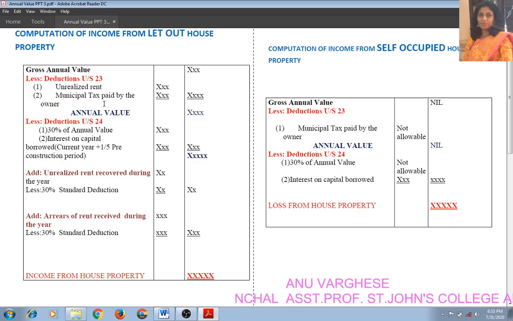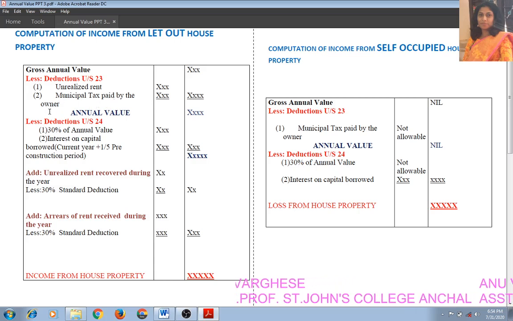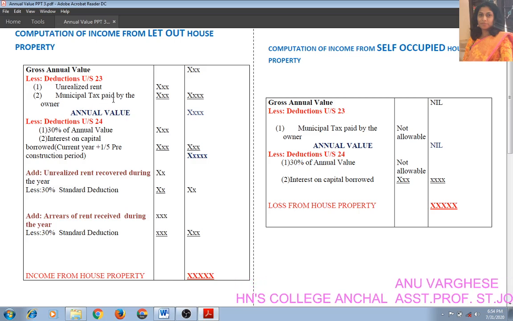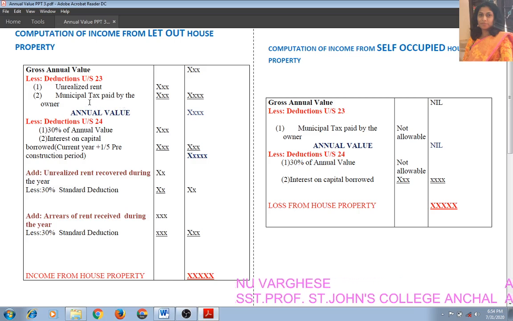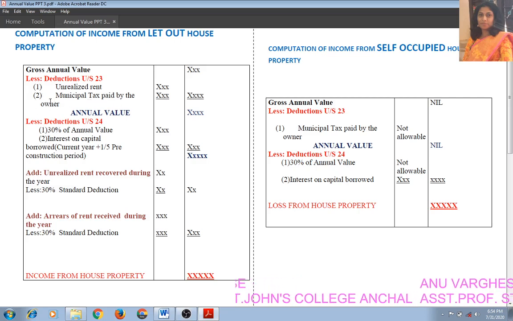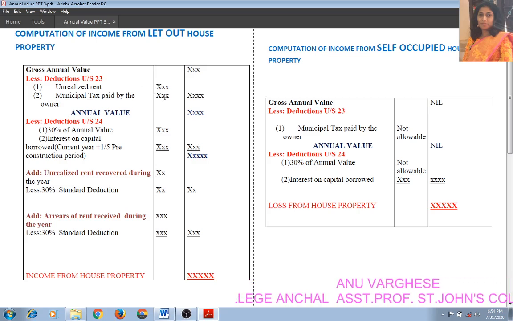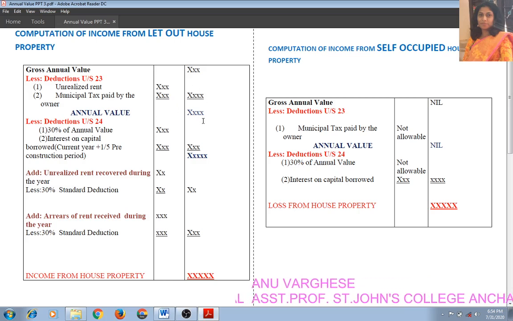You have to remember one thing. You can deduct municipal tax only if it is paid by the owner. If municipal tax is due, you can't deduct that item. Likewise, if municipal tax is paid by the tenant, you can't deduct municipal tax. You can deduct municipal tax only if it is paid by the owner. Okay. So from gross annual value, you have to deduct unrealized rent and municipal tax paid by owner. Then you will be getting annual value.